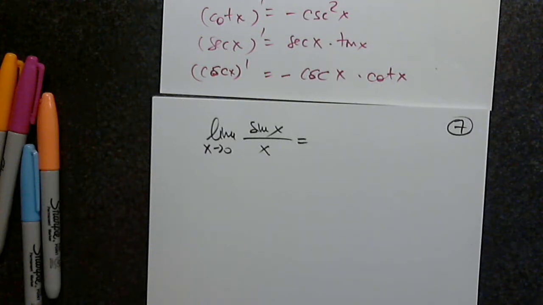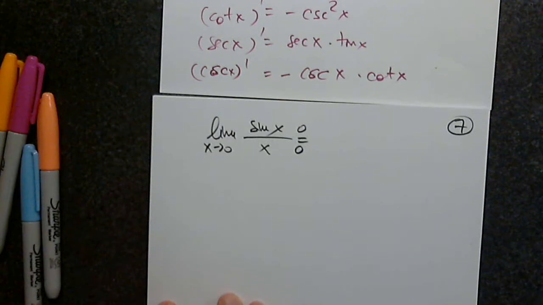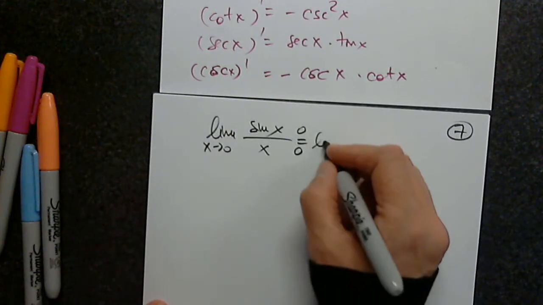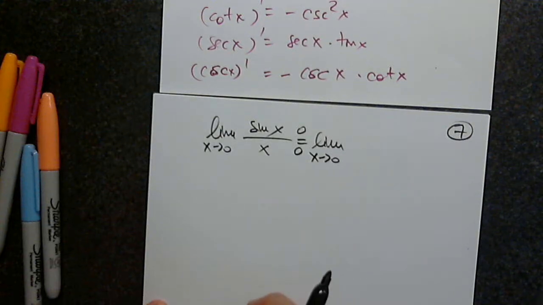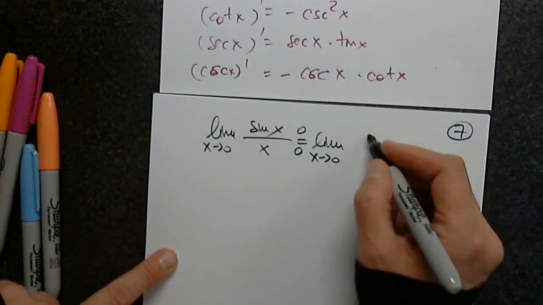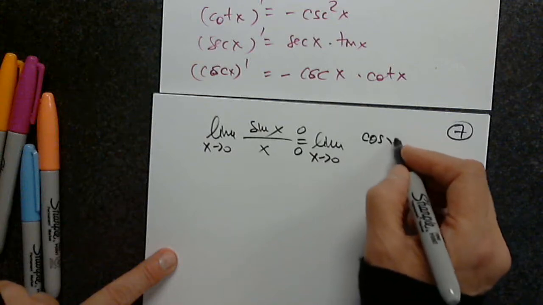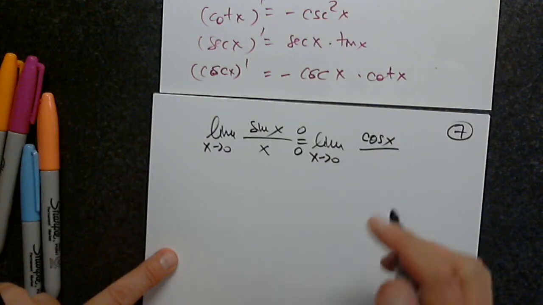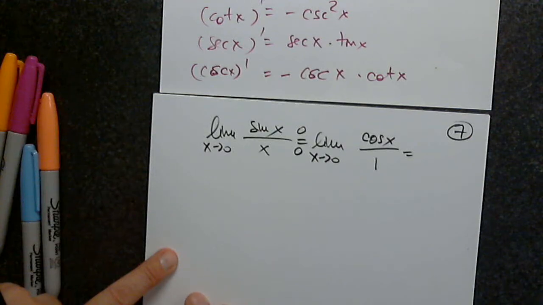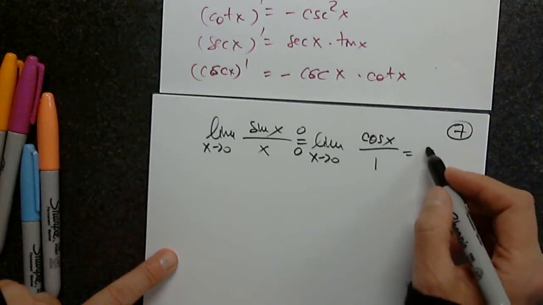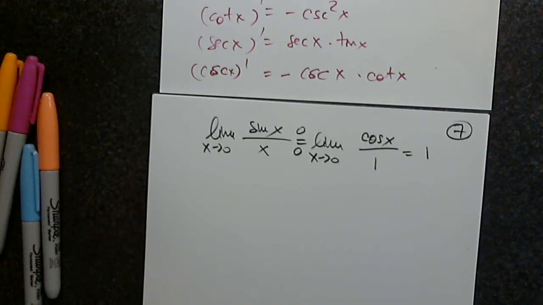So, is it 0 over 0? Sine 0 is 0. So sine prime is cosine x, and x prime is 1. So the answer is cosine 0, which is 1. So that's how we get that one, using L'Hopital's rule. Very good. Okay, so let's apply the rules, and then we look at some limits.